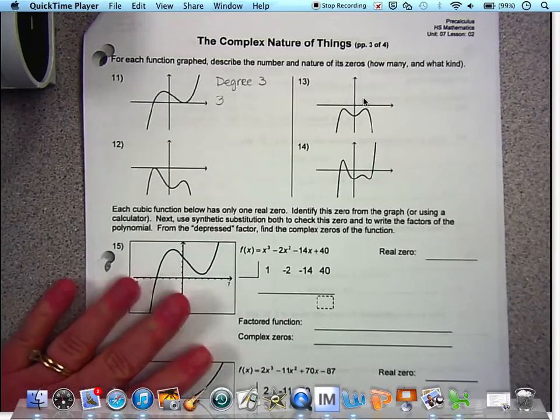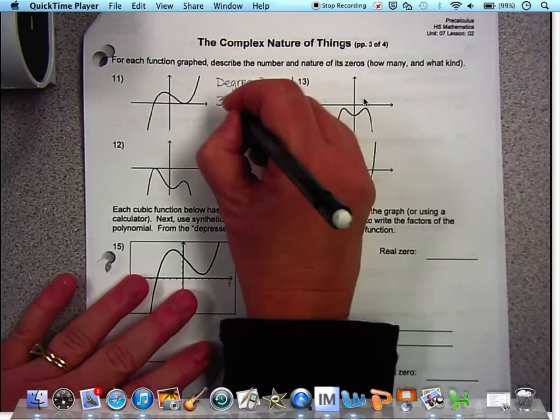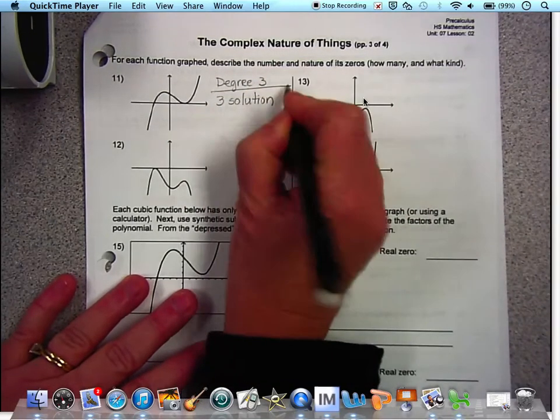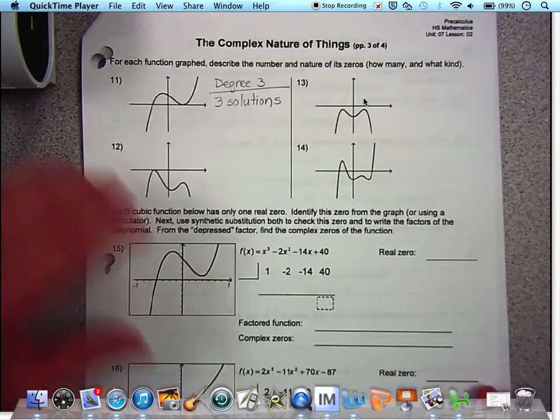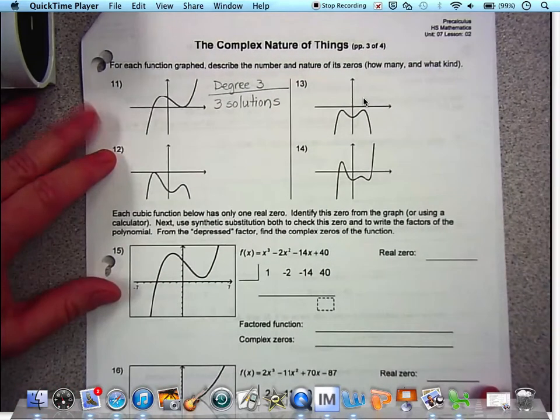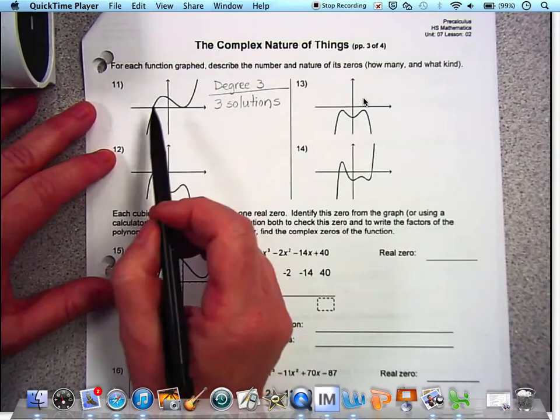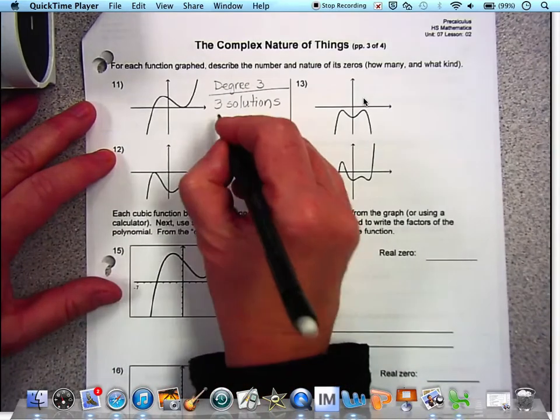There we go. Degree of 3, 3 solutions. Remember yesterday, it's called the fundamental theorem of algebra, that says if the degree is 3, then there are 3 solutions. So what kind of solutions are these? There's a double root and a single root.